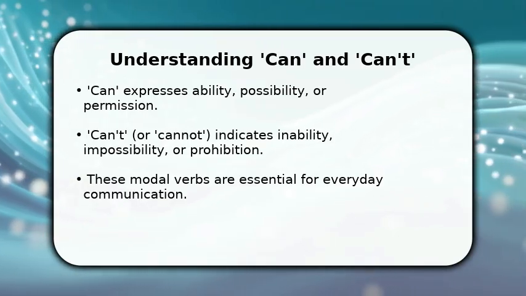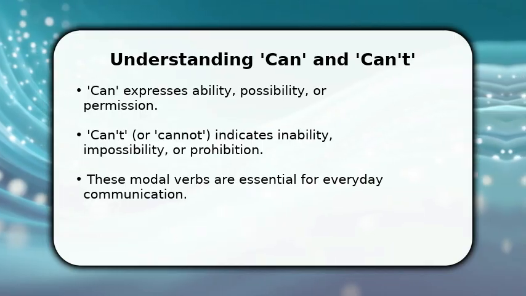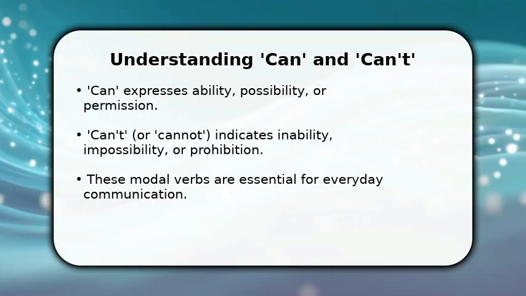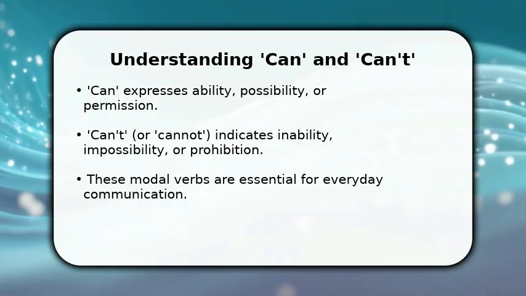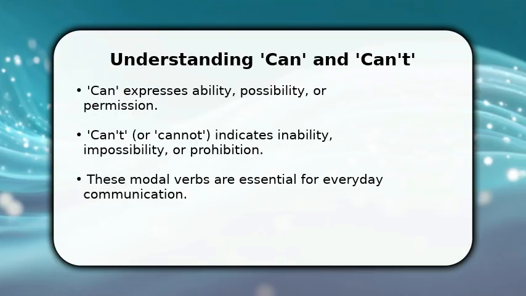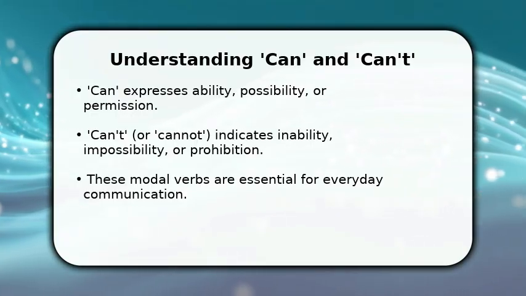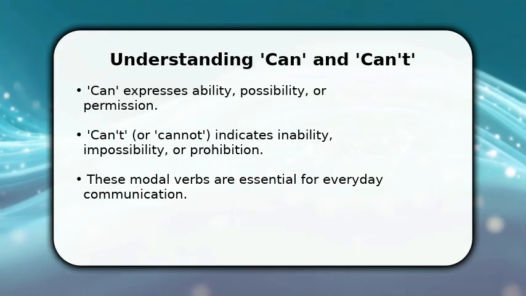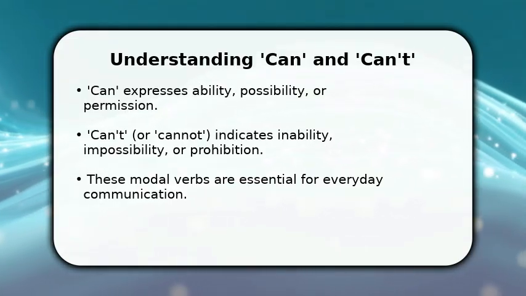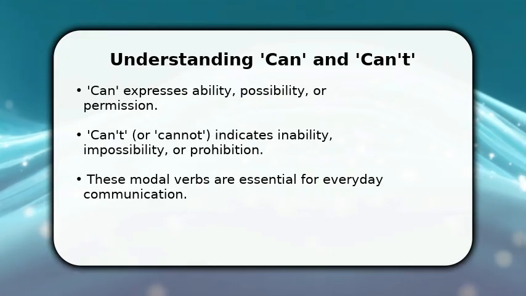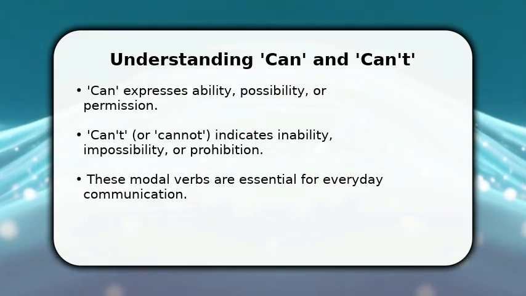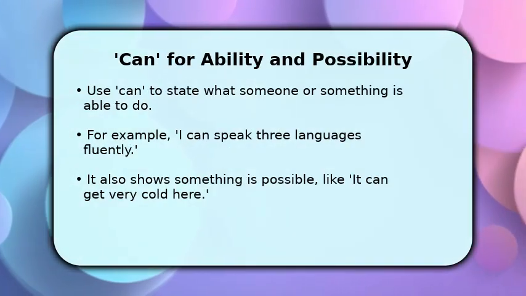In this video, I will explain how to say can and can't with an easy guide. These two small words are incredibly powerful in English, allowing us to express a wide range of meanings. We'll explore their primary uses, from stating abilities to asking for permission. Understanding their correct application is key to clear and effective communication. By the end, you'll feel much more confident using can and can't in various situations, making your conversations smoother and more precise. Let's start with can to express ability.